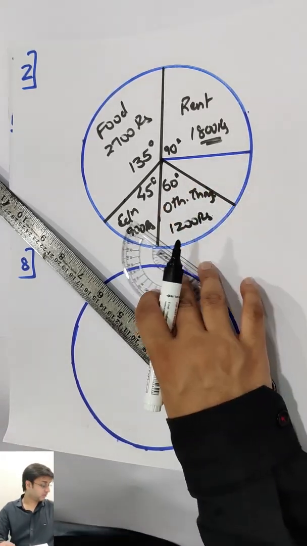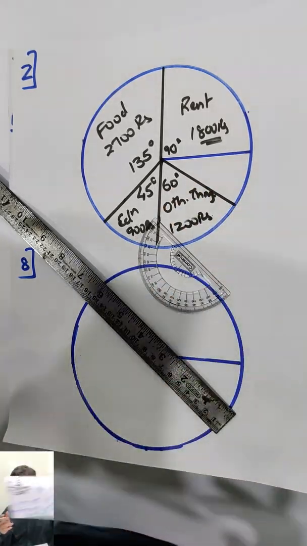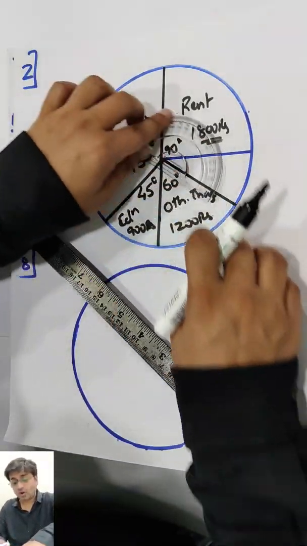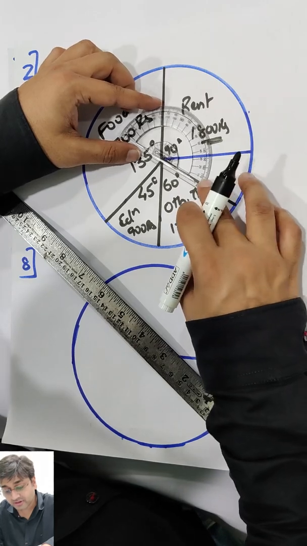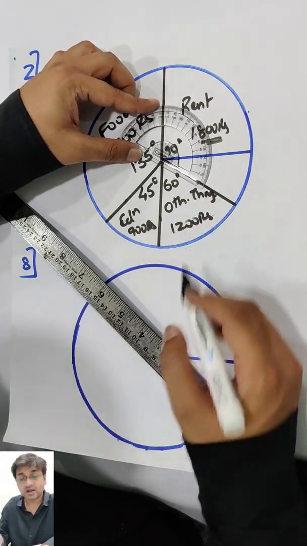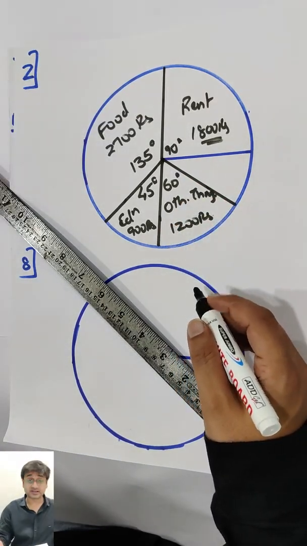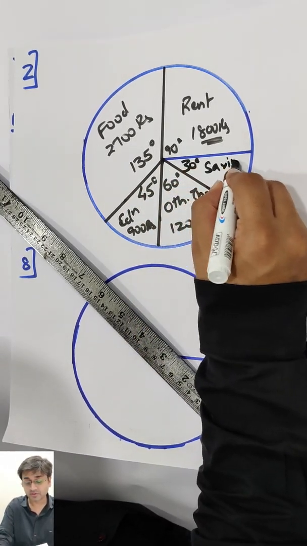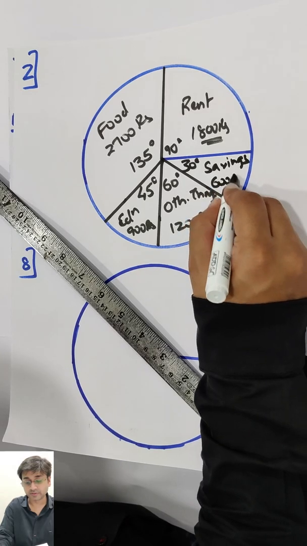Finally, the remaining part, which is as per our table the savings, which is 30 degrees. So the remaining, when you measure, automatically it has to be 30. If it is not 30, that means you messed up something. So 30 degrees, that's savings, which is 600 rupees.